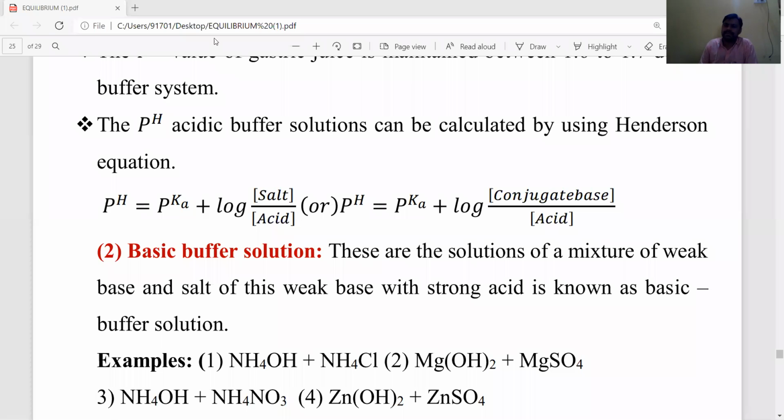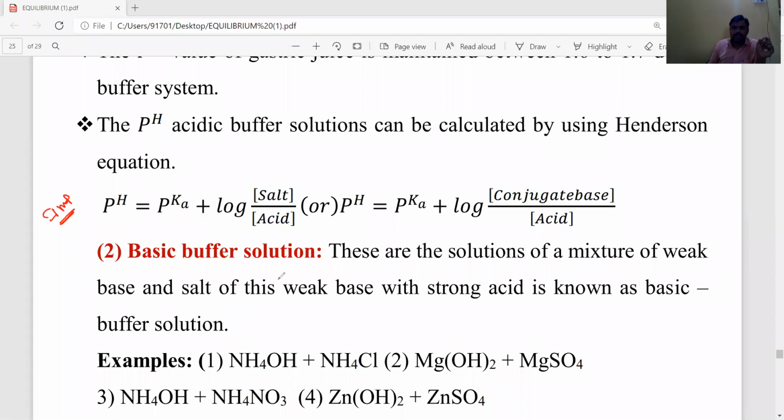Now the pH of acidic buffer solutions can be calculated by using the Henderson equation. Henderson is a scientist's name. He calculated the pH of acidic buffer solutions. What is the equation he has given, dear students? This equation is very, very important. Based on this equation, you have to solve all the problems given in your textbook or material. Those problems are very important for board examinations as well as objective examinations.